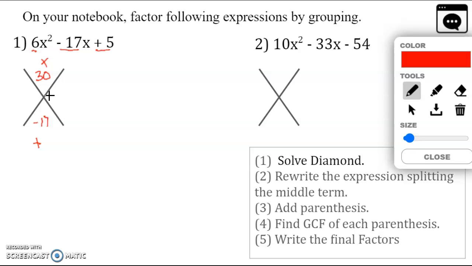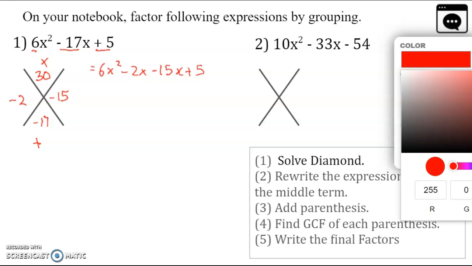What about 2 and 15? If I have 2 and 15, it's going to add to positive 17, so I don't want that. I want negative 2 and negative 15. Now that I've solved for my diamond, I can split this as 6x squared minus 2x minus 15x plus 5.